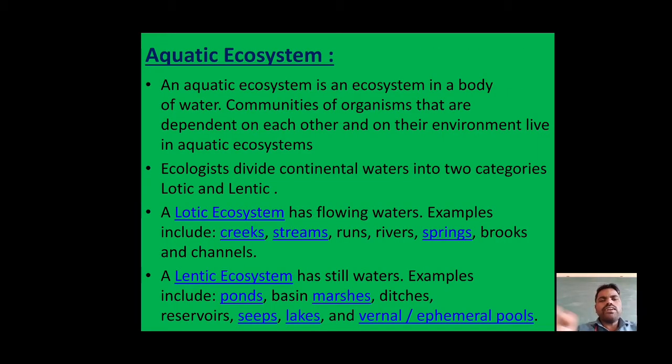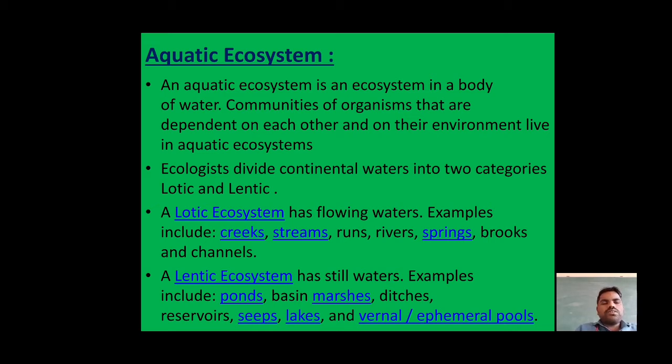Now come to the lotic ecosystem. A lotic ecosystem has flowing water, meaning running water. Examples of lotic ecosystems include rivers and canals, which you can remember easily. There, the water is in a running state. Some other examples are creeks, streams, runs and brooks. These are all examples of lotic ecosystems.